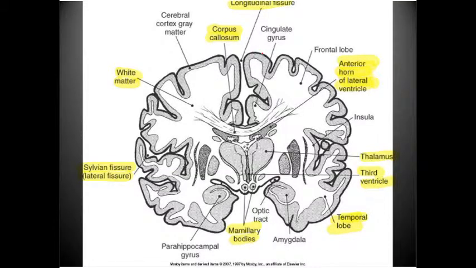This allows you to see things a little more. You have the longitudinal fissure, which is dividing it into left and right. So this would be the right, and this would be the left side of the brain. Then you have the Sylvian fissure, which is separating the parietal from the temporal lobe.